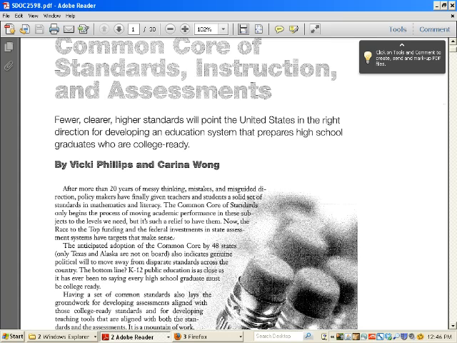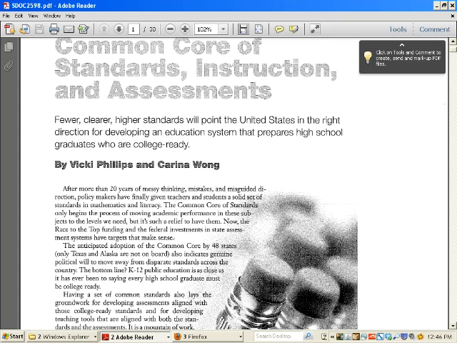And you're seeing an increase in standards. That's another theme that we're seeing with that, an increase in standards. The anticipated adoption of the Common Core by 48 states, only Texas and Alaska are not on board, also indicates genuine political will to move away from disparate standards across the country. Notice the phrase, the anticipated adoption, which means that maybe all the 48 have not adopted that yet.